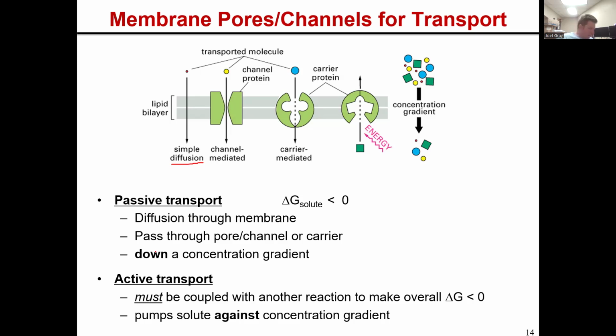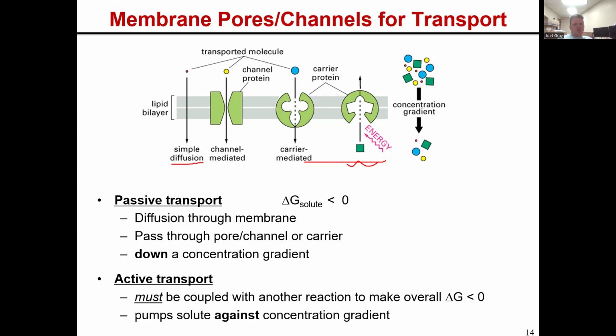And that's a great time to bring up active transport. Now, active transport, highlighted over here, must be coupled with another reaction to make the overall delta G less than zero. It's going to pump solutes against a concentration gradient. So what that means is we're going from low to high concentration. There are a number of different types of channel proteins and carrier proteins that do this. We'll look at a couple of examples, but what I want you to first think about is how to build a model of how this works.